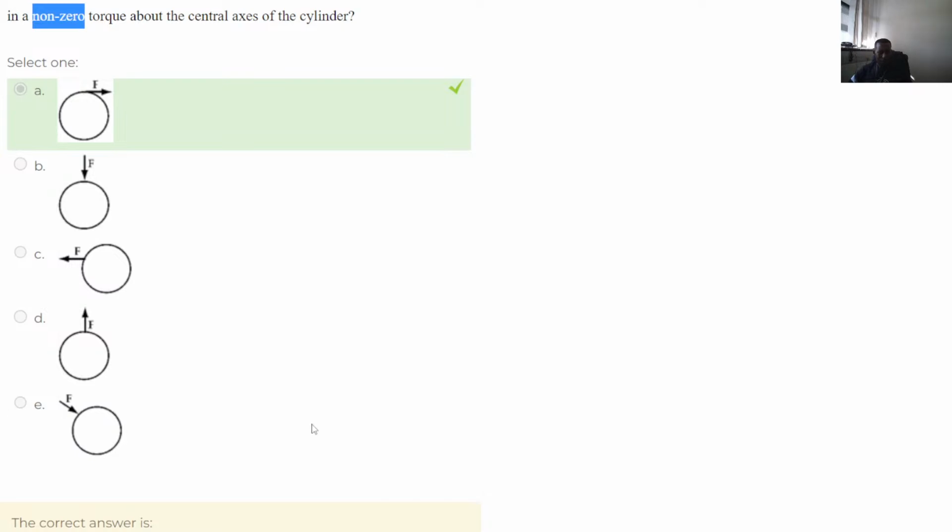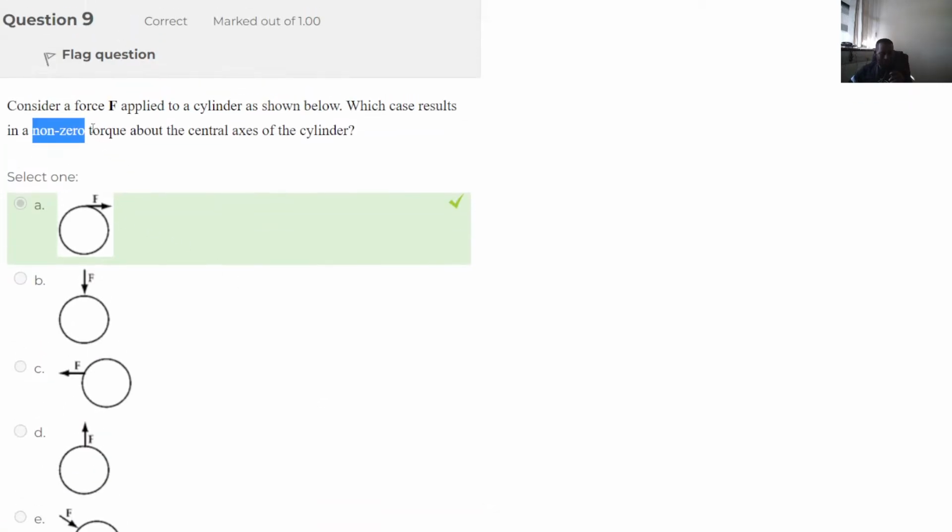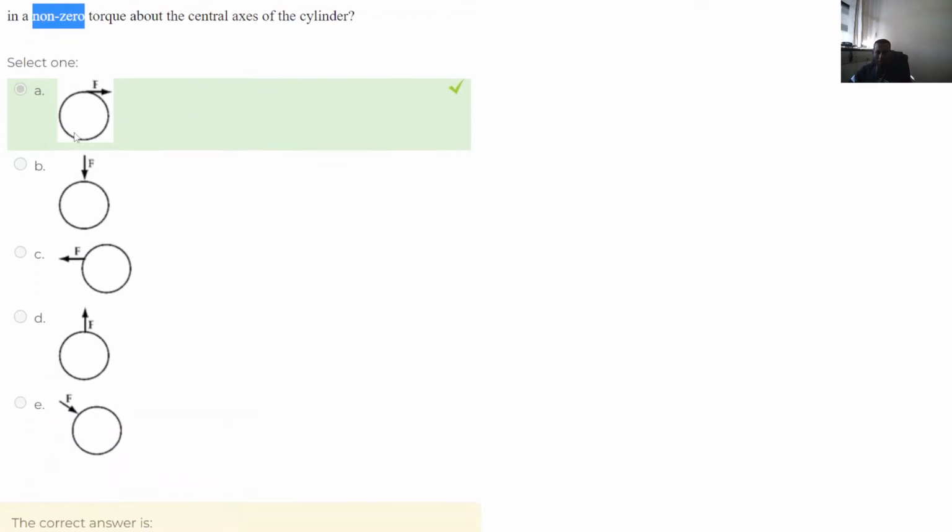And do you agree with me? This question needs a little bit of addition, which would result in a maximum torque. The correct answer is A. As it is, A, C, and E indeed produce a non-zero torque, but the maximum one is A. Do you agree with me? If no, can we argue?